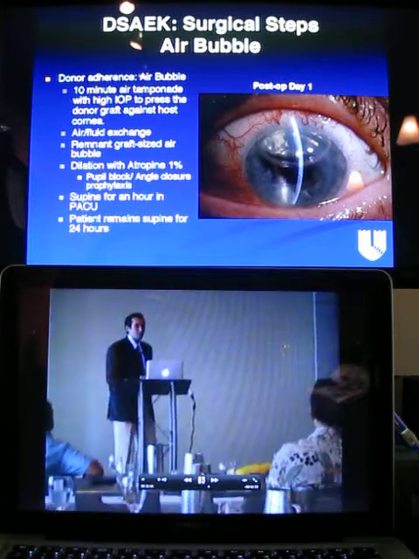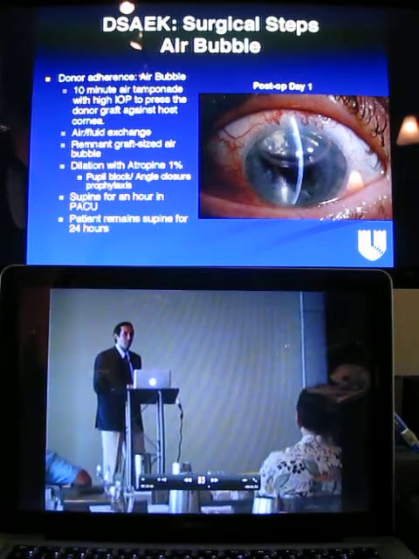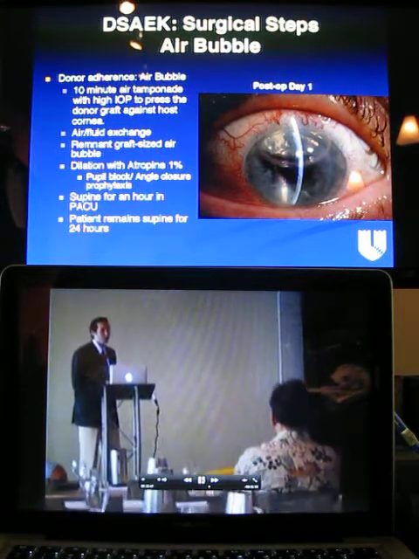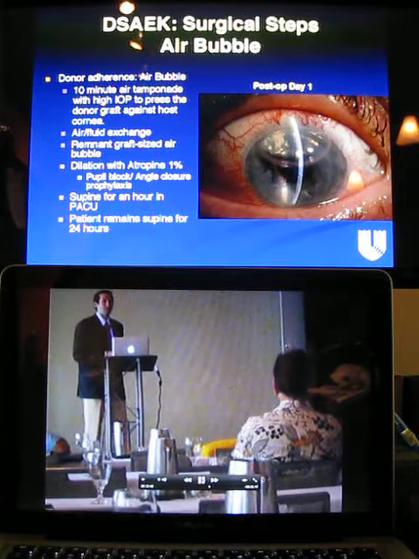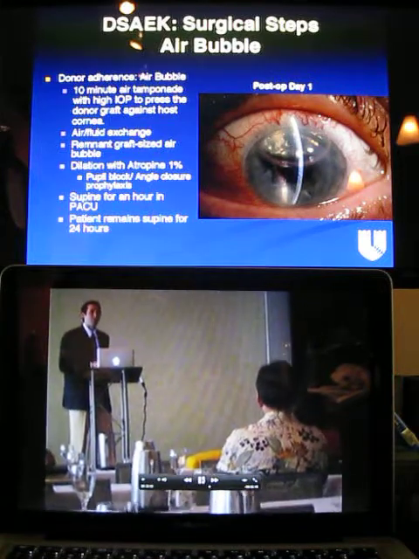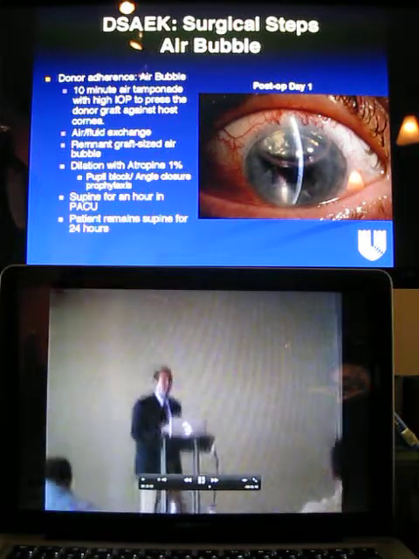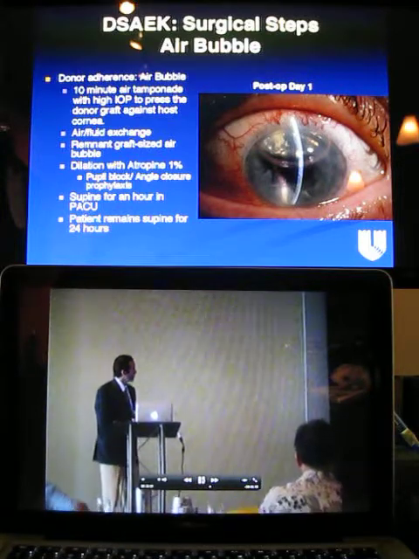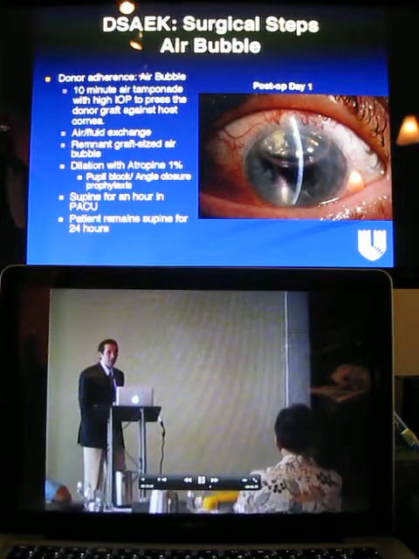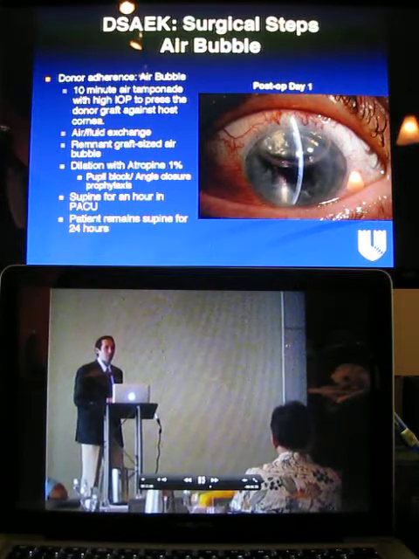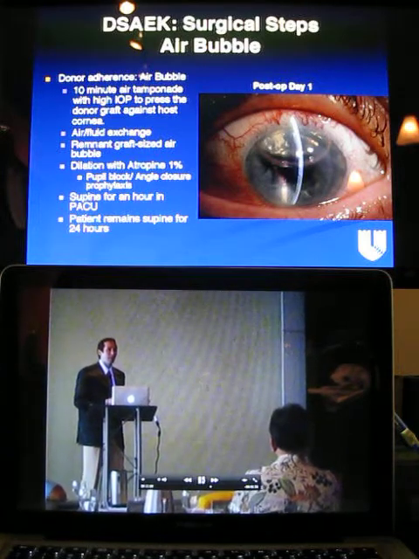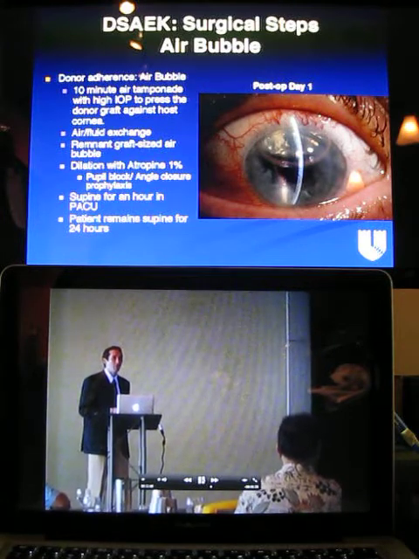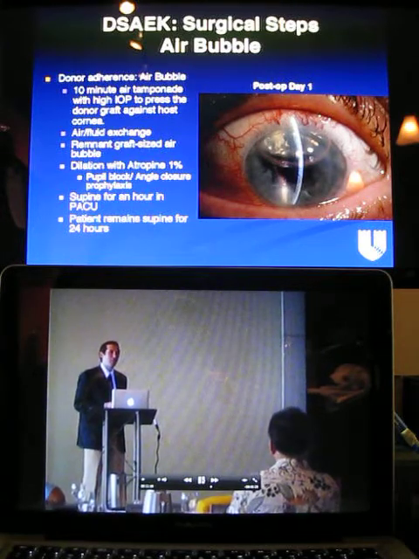We perform an air fluid exchange, leaving a graft-sized air bubble in the anterior chamber, and we dilate the pupil. What this does is it decreases the risk of a pupillary block from the air tracking behind the iris, closing the trabecular meshwork, leading to a high pressure. We then have the patient lie supine for an hour in the postoperative care unit and give the patients instructions to lay supine for 24 hours with bathroom breaks and eating breaks, otherwise supine looking up at the ceiling.